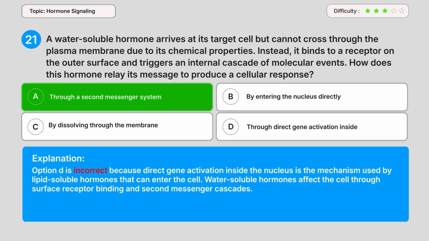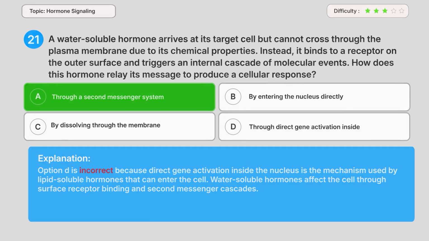Option D is incorrect because direct gene activation inside the nucleus is the mechanism used by lipid-soluble hormones that can enter the cell. Water-soluble hormones affect the cell through surface receptor binding and second messenger cascades.